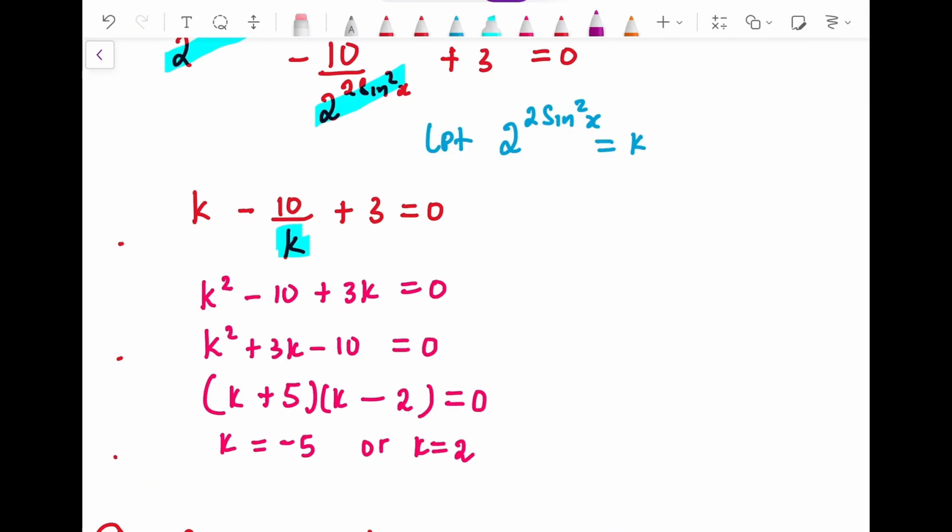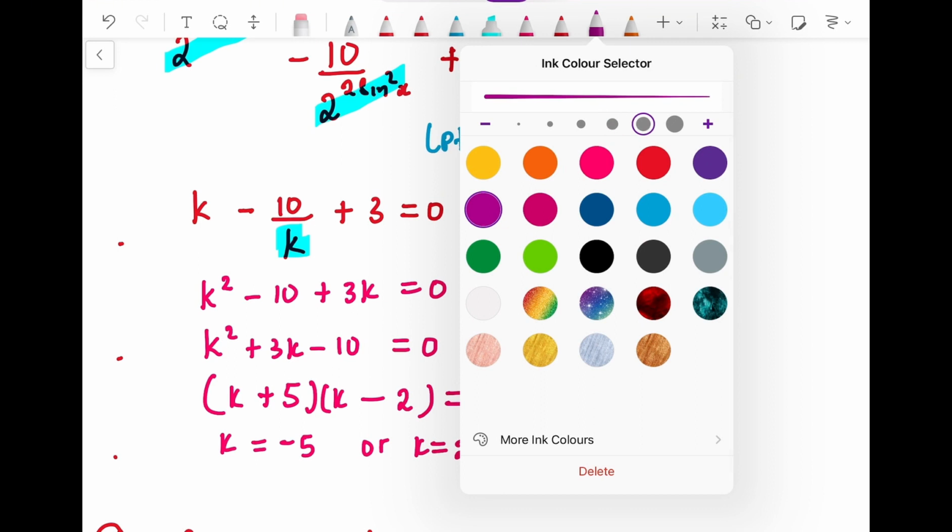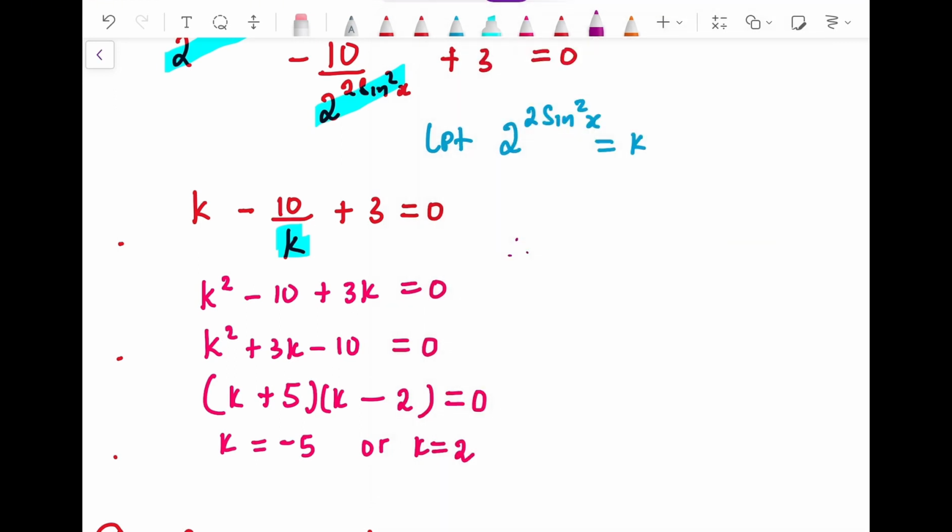But now we are not solving for k. We are solving for x. Now we are going to say therefore 2 to the exponent 2 sine squared x is equal to negative 5. So this one has no solution.